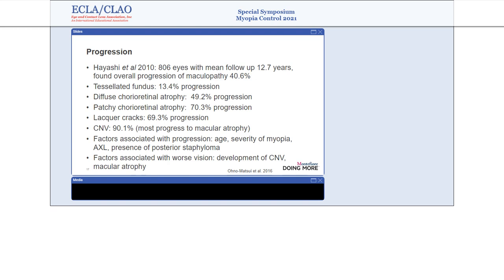But if you break it down by the different categories, the earlier categories such as tessellated fundus only had about a 13% progression, whereas if you had choroidal neovascularization, almost 90% progressed to macular atrophy and severe vision loss. So factors associated with progression are age, severity, myopia, axial length, and presence of posterior staphyloma. And we know that the factors associated with worse vision are the development of CNV and macular atrophy.